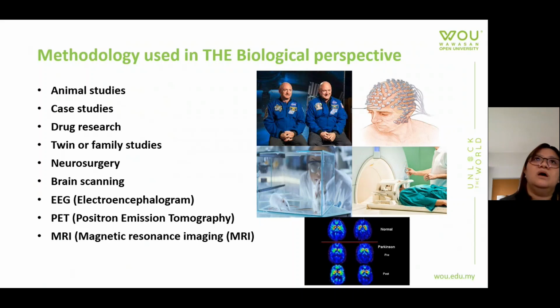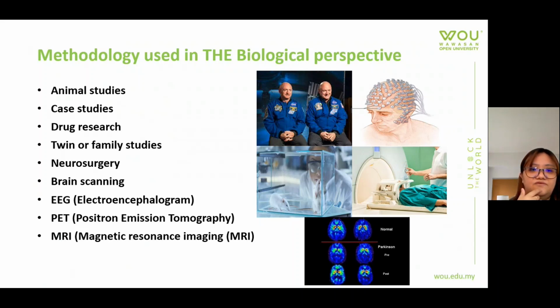In biopsychology, they also involve using neurosurgery. For example, just now the case study by John Harlow on Gage, the person who underwent neurosurgery. Yeah, they do observations after they remove certain parts, certain lesions, of the brain. Yeah. So we also have brain scanning. For brain scanning, for example, we have EEG, we have PET, and we have MRI.